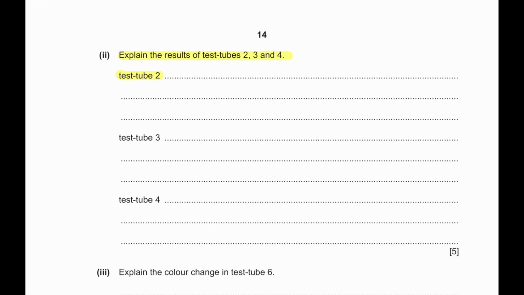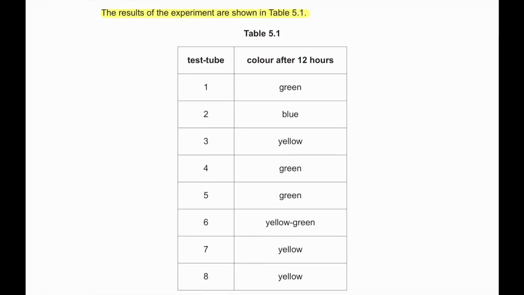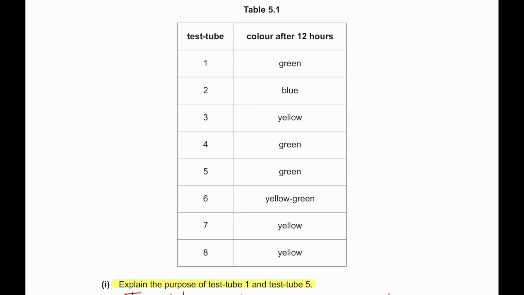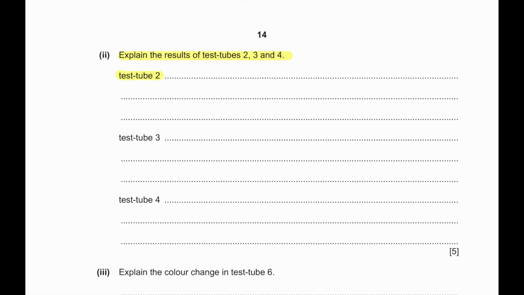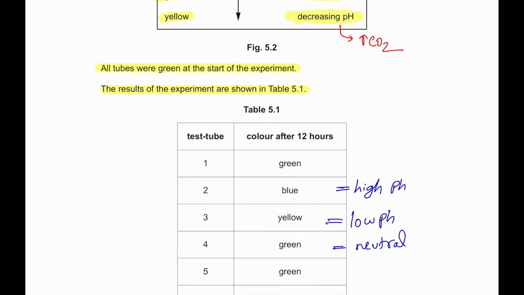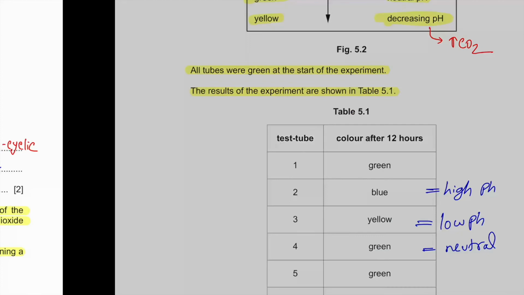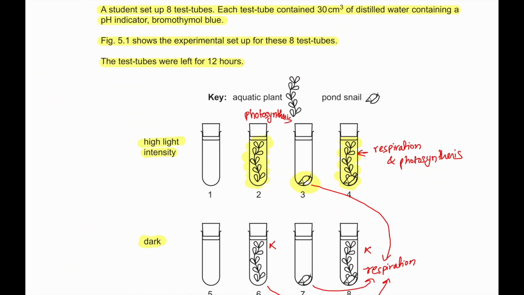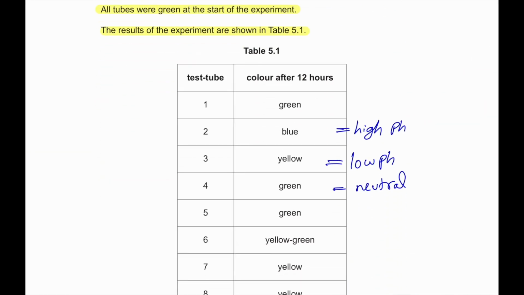Test tube 3. Alright. In test tube 3, you can see yellow. Blue indicates high pH, yellow indicates low pH and green indicates neutral. So in test tube 2, we can see only photosynthesis is going to take place. From the previous diagram, we can see only photosynthesis is going to take place. So carbon dioxide concentration is going to decrease.